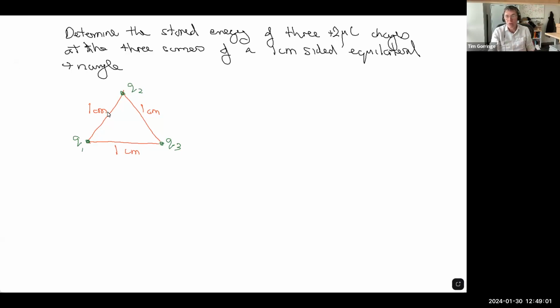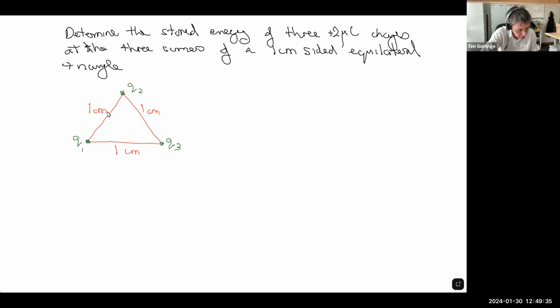You could extend this to four charges. If you had four charges, there'd be many more pairs of charges. But if you just evaluate with K, Q1, Q2 divided by R, use that equation for each of the particular pairs of charges and then add up all those energies from all of those pairs, you get the total energy of four charges.